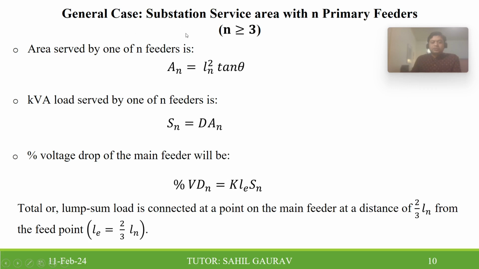So this is the generalized case having substation service area with n primary feeders, and here we have assumed n greater than or equal to 3. In that case, if anyone asks you the area served by one of n feeders, the expression is A_n equal to L_n squared tan theta. So this is the expression.